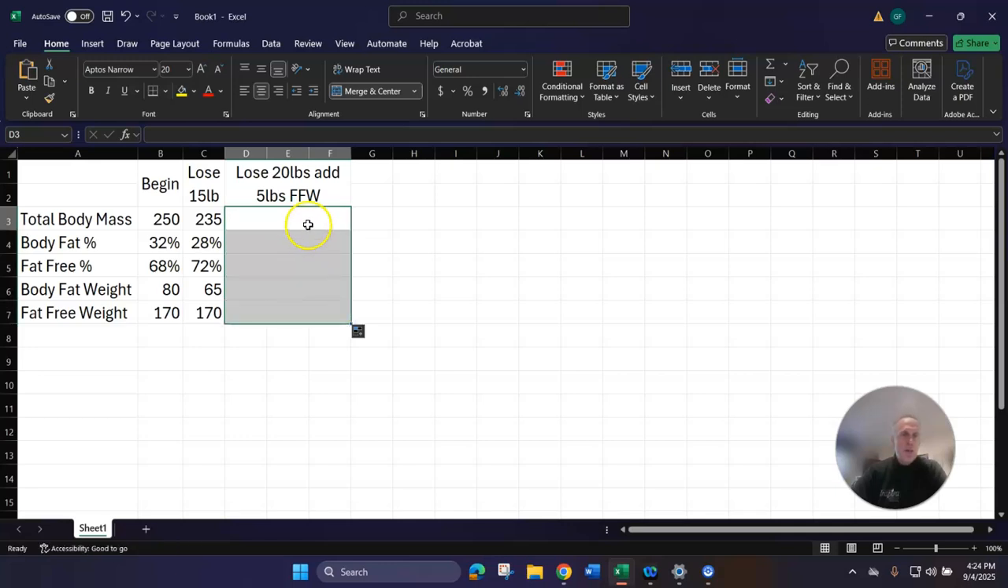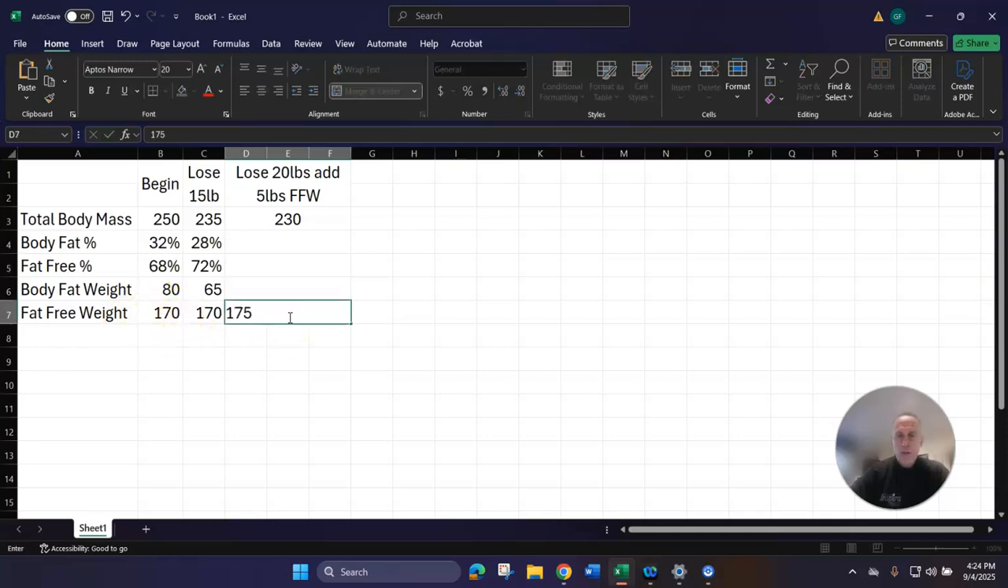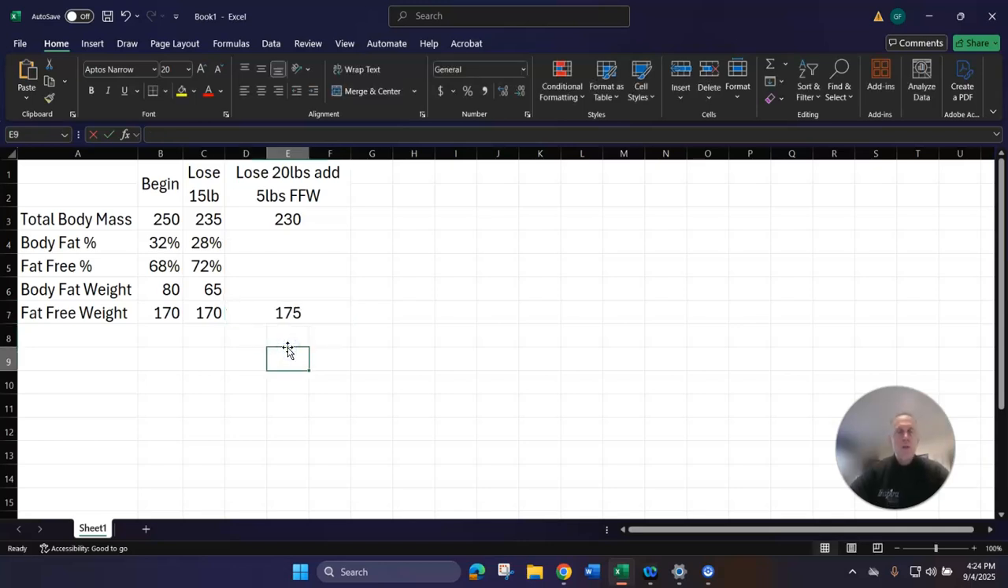If we take the original numbers of 250 and 170, they want to lose 20 pounds total. So that's going to take them from 250 down to 230. But the difference is their fat-free weight, instead of being 170, they're going to end up at 175. So you look at this and you go, okay, with those two moving parts, we know their total body weight, we're going to subtract 20 pounds. That's how much they want to lose over the course of a year, perhaps. And they're going to add 5 pounds of fat-free weight.